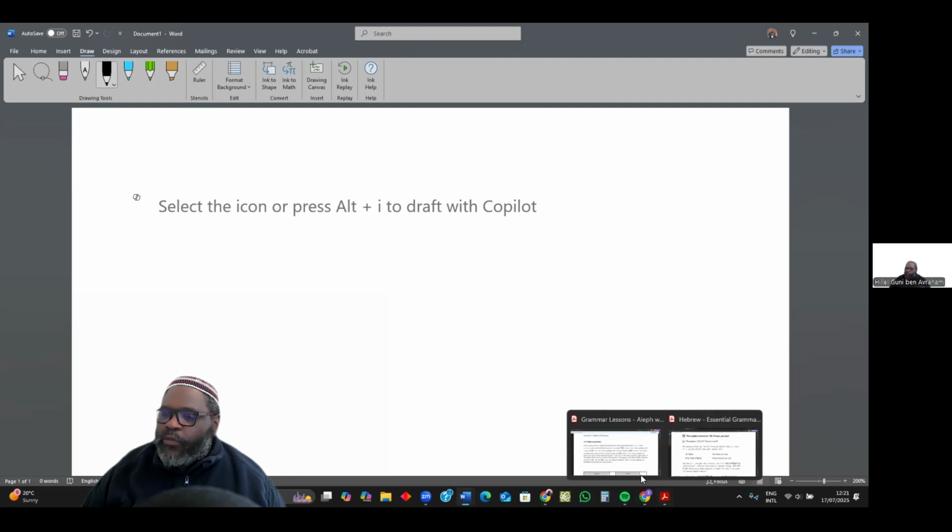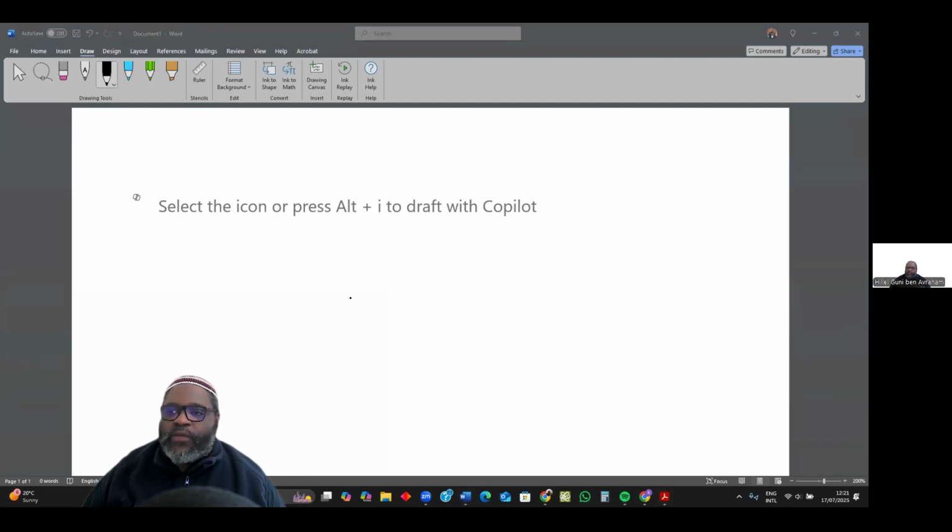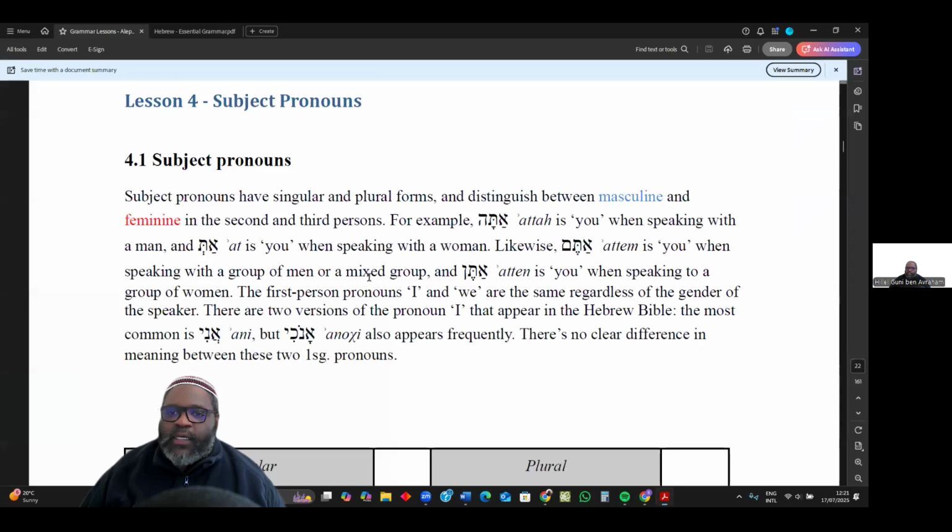Now we're going to go into Aleph Beith lesson 4. For those people who might think that we are going very, very slowly, you can see now that that's not the case. We are actually going at a good pace. We're in lesson 4 after 8 lessons. I think we're doing good.